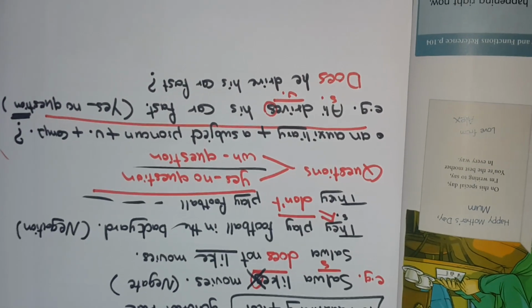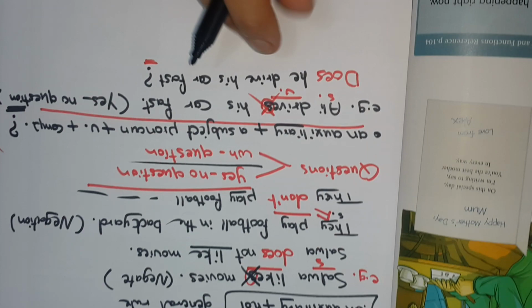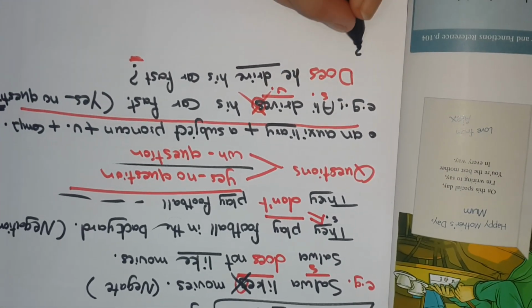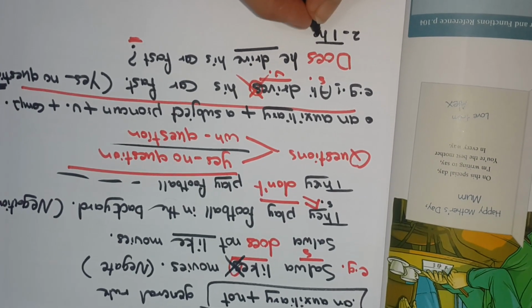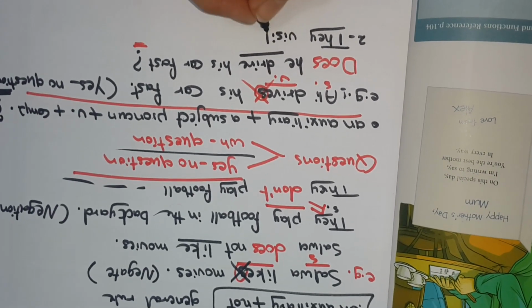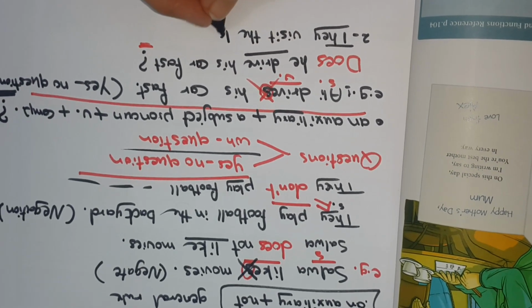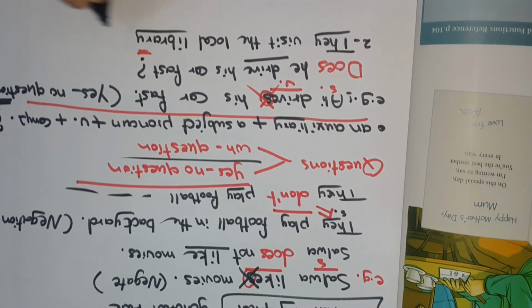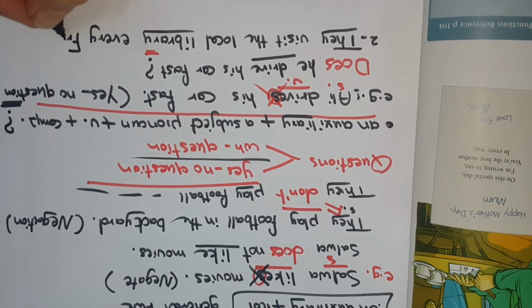And put the question mark at the end and omit the S from the answer, the verb in its base form. Another example. They visit the local library every Friday.